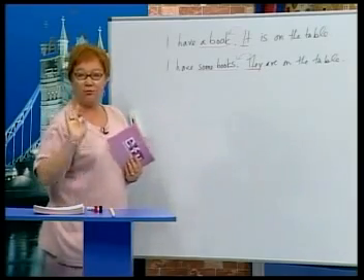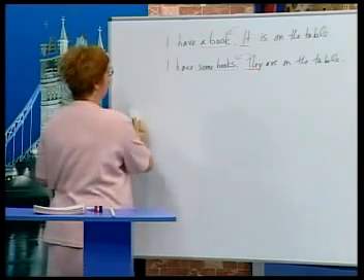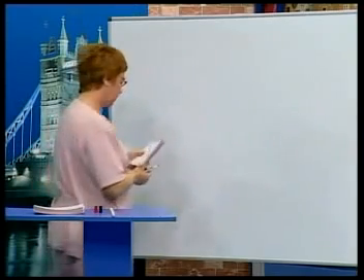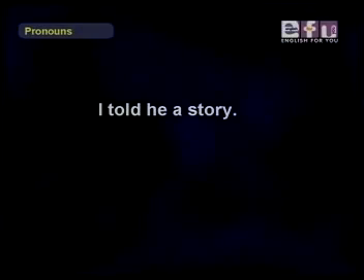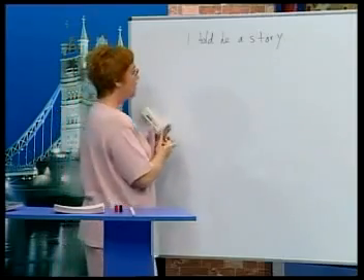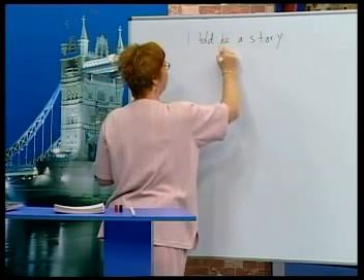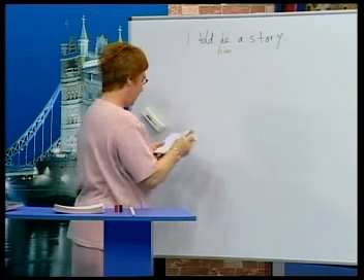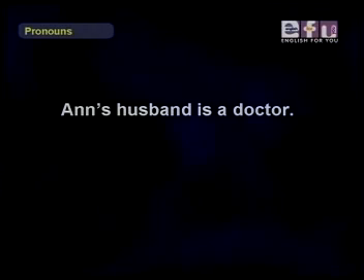I'm going to write some wrong sentences on the board, and our assistants will make them correct. Okay, now, here we go. I told he a story. Ali, what's wrong with this? I told him a story. Yes, I told him a story. Why? I cannot use he because he is not the subject. Okay, and what's him? It is an object pronoun. Yes, good.